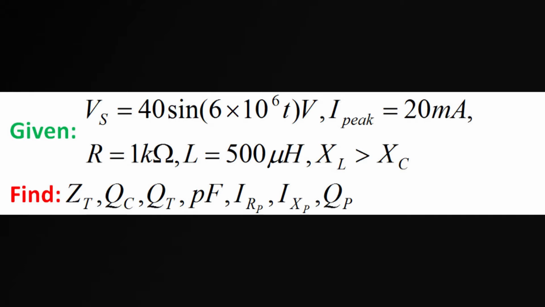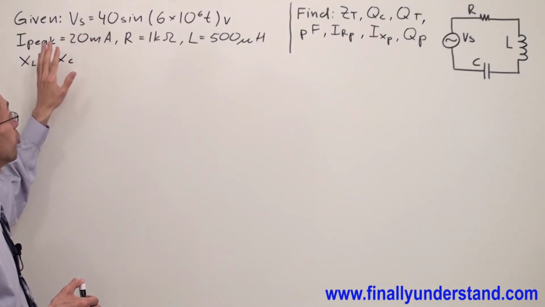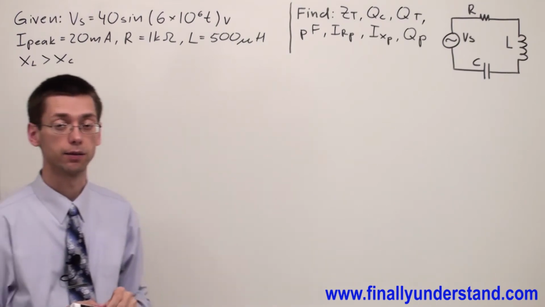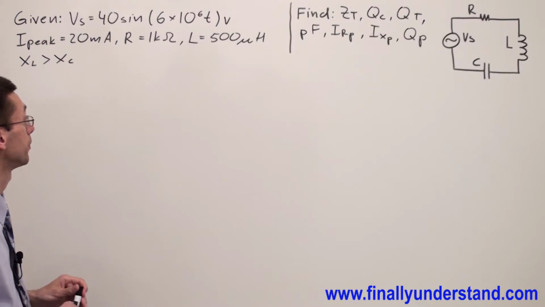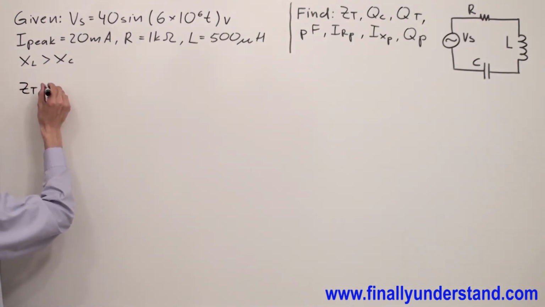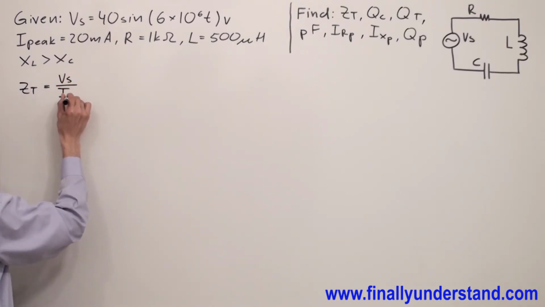Let's take a look at this example. Please notice that we have a given voltage source and a given current. This is peak voltage and peak current. If I have the voltage given and the total current, I can find Z total. Z total is equal to voltage source over I total.